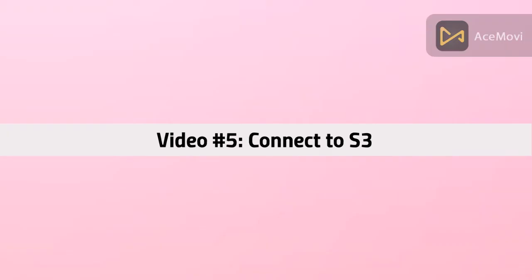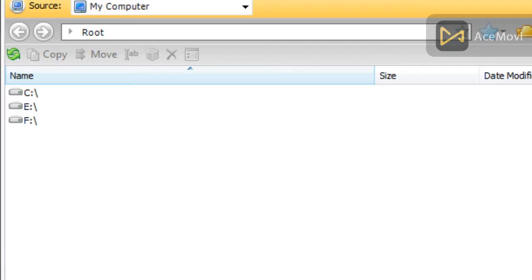Hello and welcome to video number 5. We're going to discuss how to connect your software to your S3 account so you can begin to upload files. Okay, so step number 1 consists of you opening up your Cloudberry S3 or S3 Browser, or even CyberDuck if you're using a Mac computer. Most of them are very, very similar.